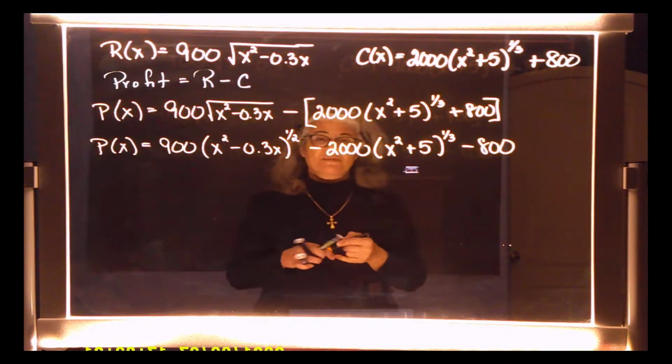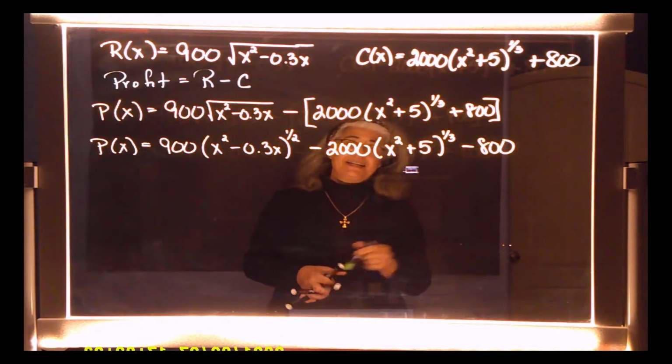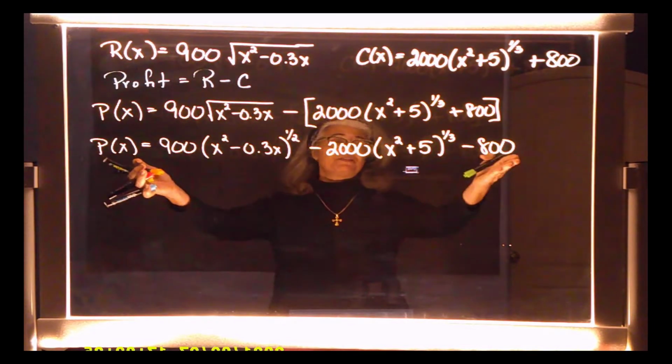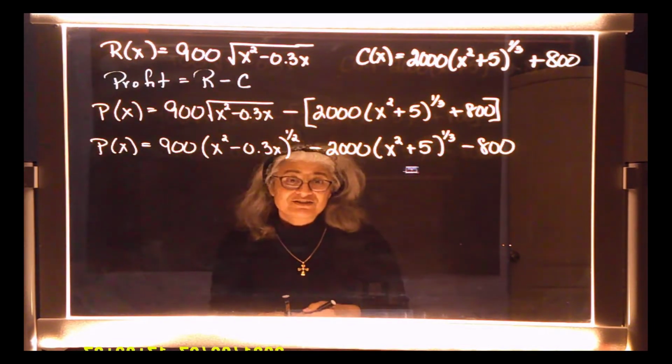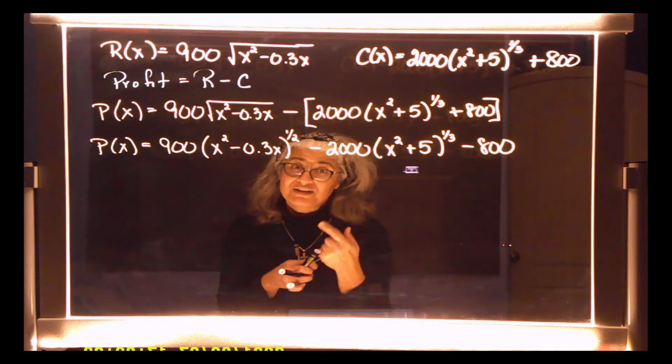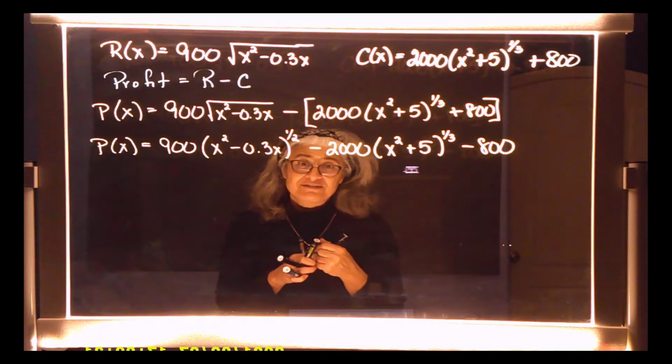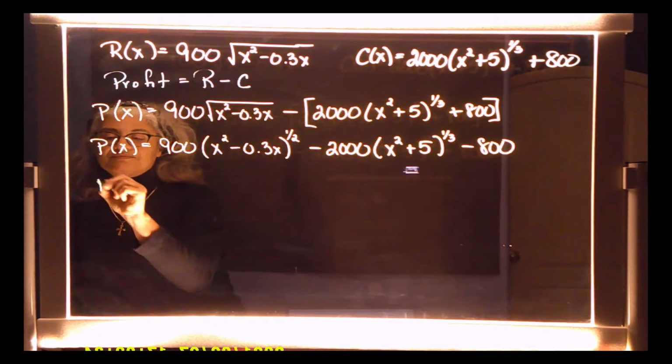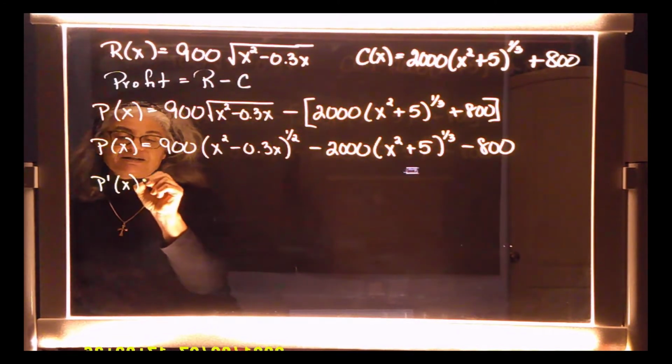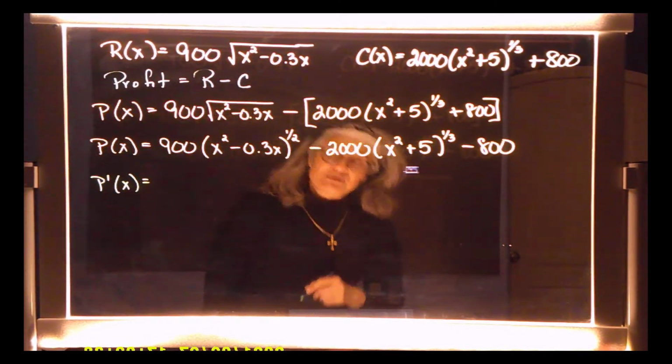Agreed? Okay. And now that we've got our profit function, now it's time to find the rate of change, which means we've got to find the derivative. Lovely. All right. Take it slow, one step at a time. Don't try to do 2 steps at once.